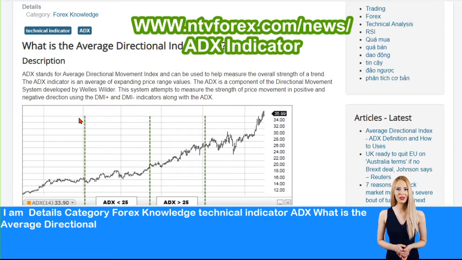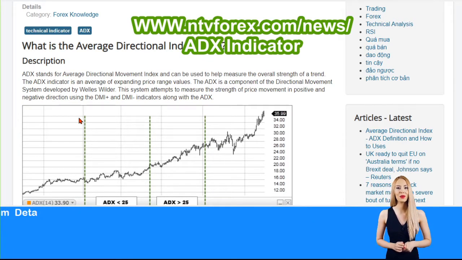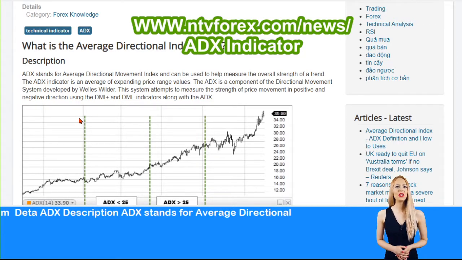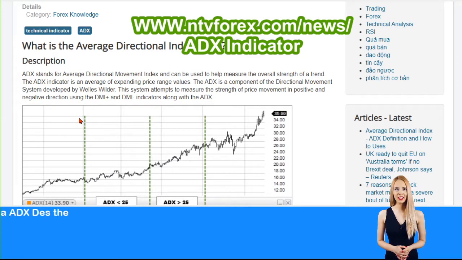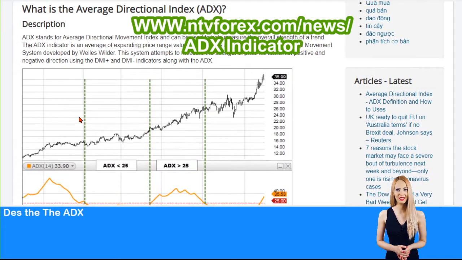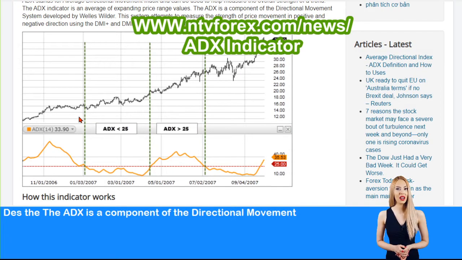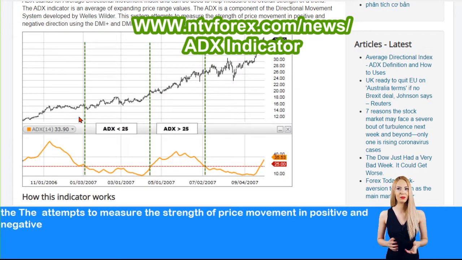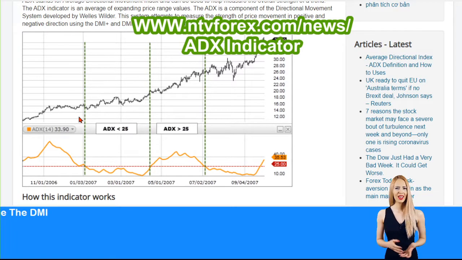What is the Average Directional Index, ADX? Description: ADX stands for Average Directional Movement Index and can be used to help measure the overall strength of a trend. The ADX indicator is an average of expanding price range values. The ADX is a component of the directional movement system developed by Welles Wilder. This system attempts to measure the strength of price movement in positive and negative direction using the +DMI and -DMI indicators along with the ADX.